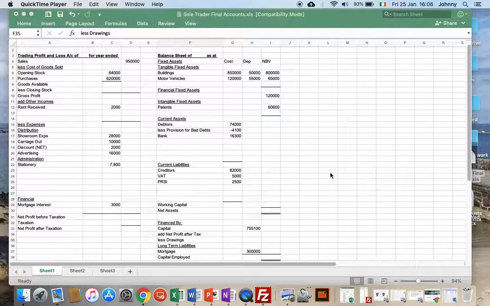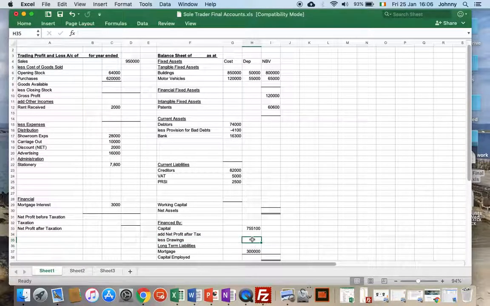Okay, so what we've done is we've put all the numbers that we have in so far. I was just interrupted at the end there, and I was just putting in our drawings. So I just want to explain this part here. We've got our capital, so the money invested in the business by the owners. We're going to add our profit after tax, which is this number that we have over here, and we're going to take away our drawings. The drawings was the number I'd forgotten to put in there, so it's 30,000.